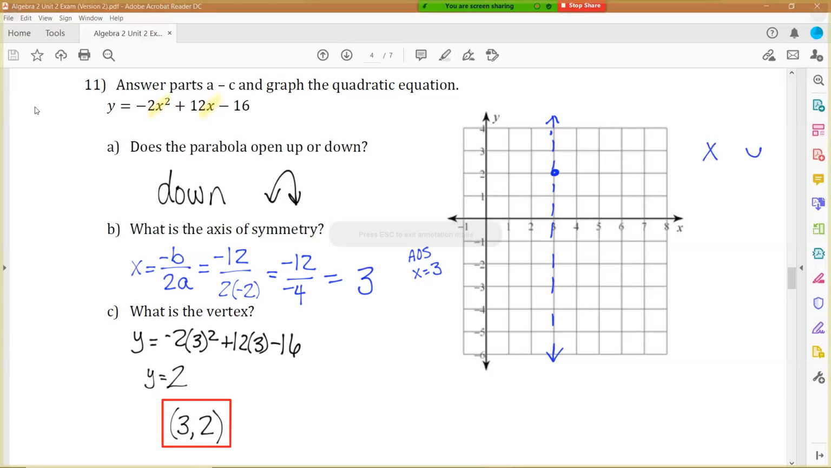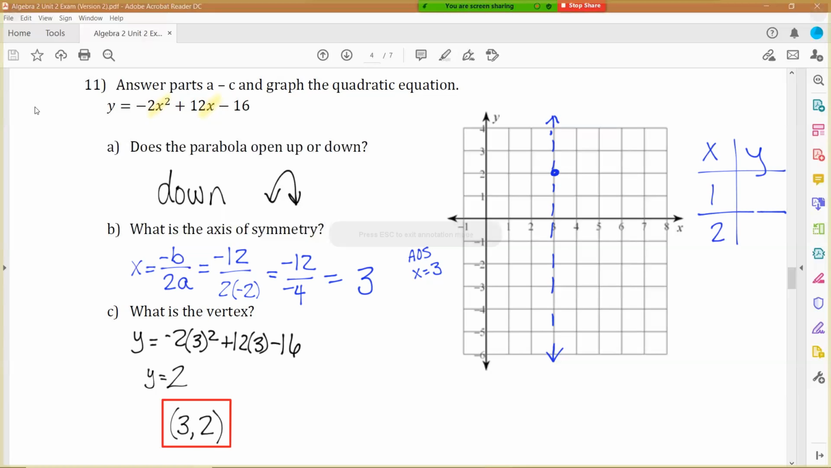So now I want to make my XY table. I want to either pick 2 numbers to the left of this axis of symmetry, so 1 and 2, or 2 numbers to the right, 4 and 5. Again, it doesn't matter. I always tend to pick the smaller, easier ones. So I would definitely plug in 1 or 2, or 1 and 2.